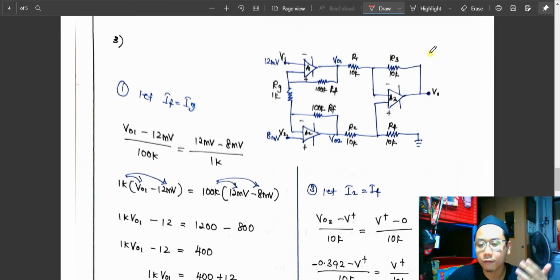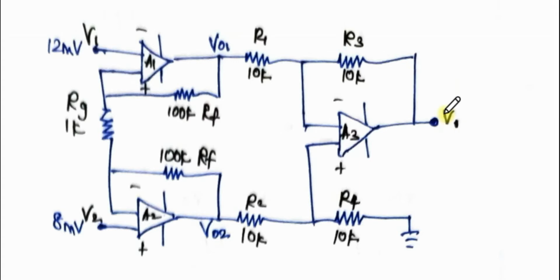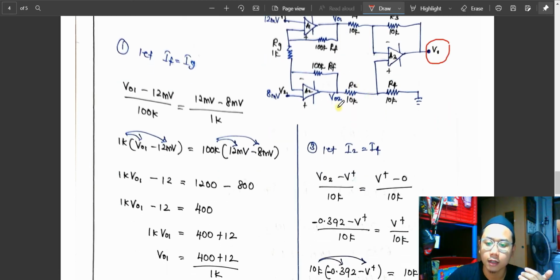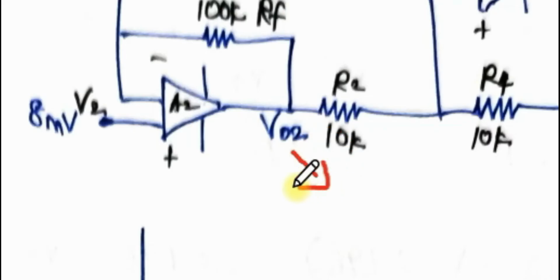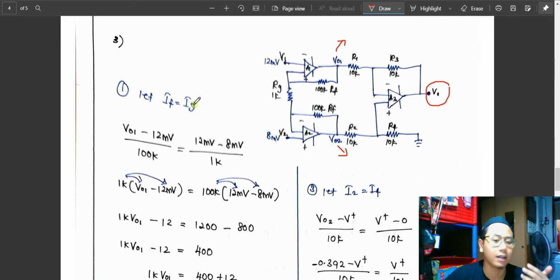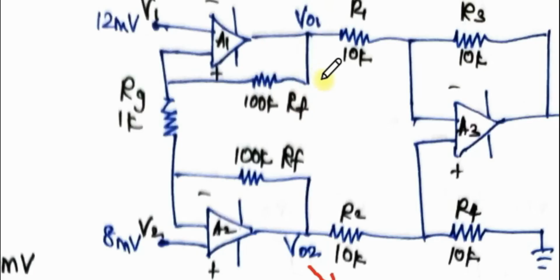For the operational amplifier, we have 4 steps that we need to follow to find the last output value. The first step, we need to find the V out 1 here, then the value here, and then the voltage value here. Let's go to the first step, which is we let IF equal IG, the current IF here is equal to the current IG right here.